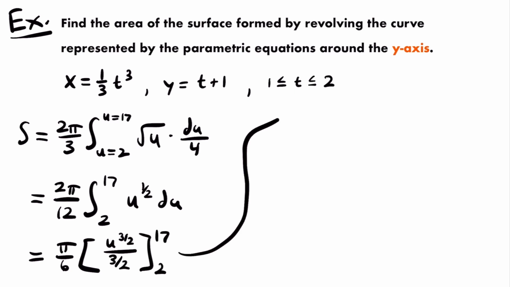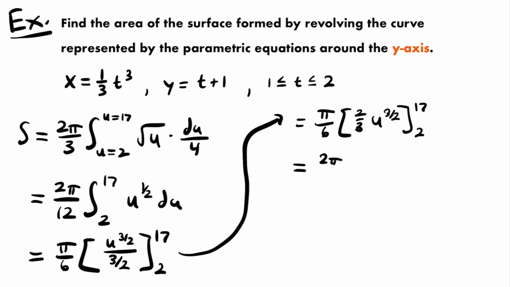Okay, now if we continue our work over here, this will be equal to pi divided by 6 times this expression, u to the 3/2 power divided by 3/2. But remember that dividing by a fraction is the same as multiplying by the reciprocal of that fraction. So instead of dividing by 3/2, we can multiply by 2/3. So we'll have 2/3 times u to the 3/2 power, evaluated from 2 to 17. Okay, and now we can pull this 2/3 to the outside. We don't need to include that with u to the 3/2 power. So we'll have 2 times pi and 3 times 6. That will give us 2 pi divided by 18. And then that will be multiplied by u to the 3/2 power, evaluated from 2 to 17.